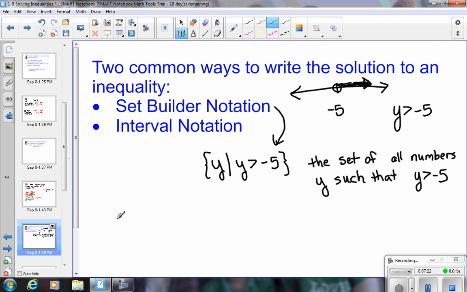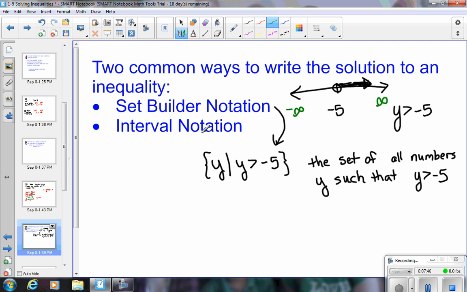Interval notation looks like this. We want to go from negative 5. Let's think of this side as infinity. It looks like a sideways 8. This as negative infinity. So on a number line, if you are going forever to the right, you can think of that as going towards infinity. Forever to the left, negative infinity.